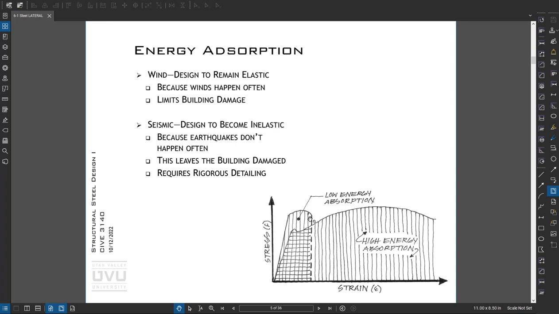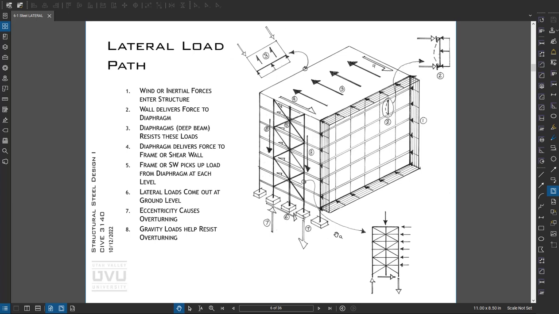So what happens in that case when we go past the yield point, there's this huge extension or strain in the material. And if you take the area of that curve, that gives you energy. And since seismic design is all about absorbing energy, this is how we do that most effectively, is to let something be substantially damaged.